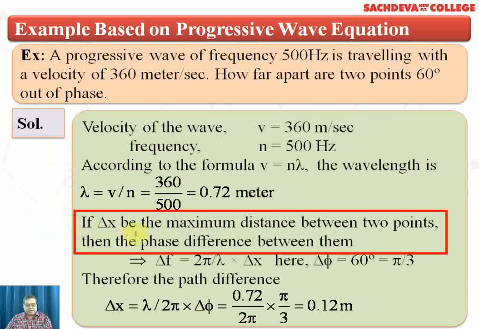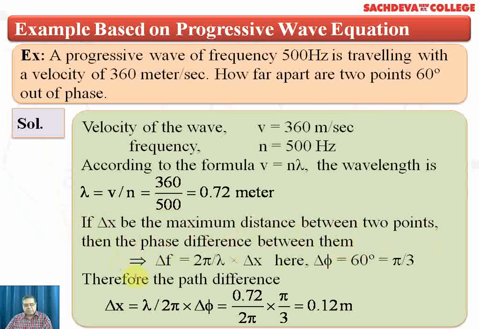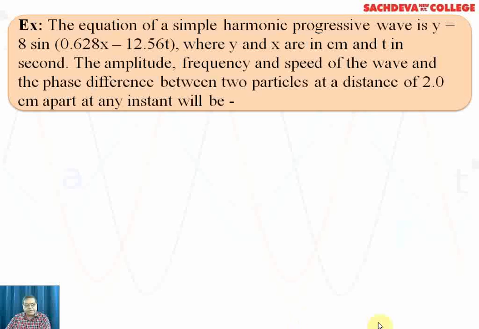Now let Δx be the distance between the two points. Then the phase difference between them is given as 2π by λ times Δx, that is 2πΔx over λ. Because it is written 60 degrees, that will be π by 3. So the path difference will be λ over 2π into Δφ. By calculation, it becomes 0.12 meters.